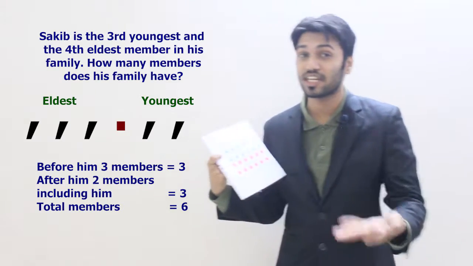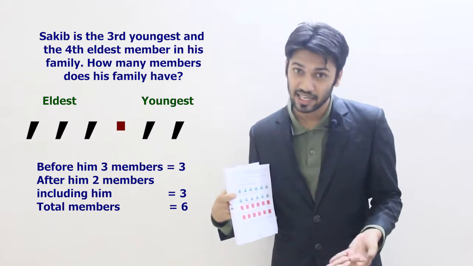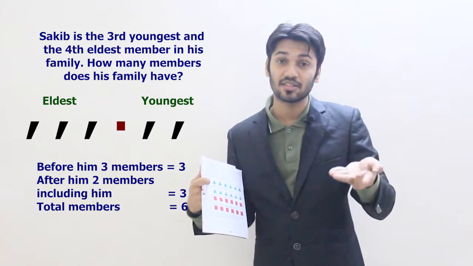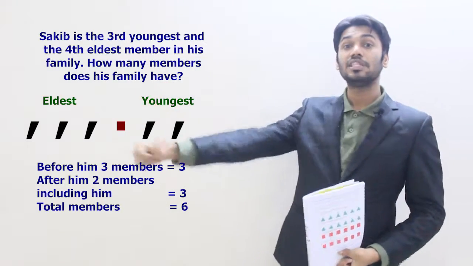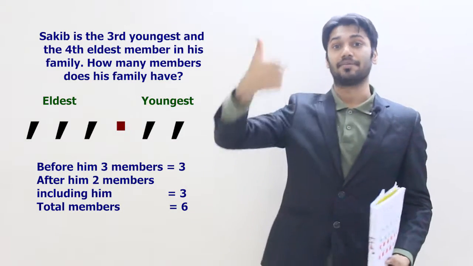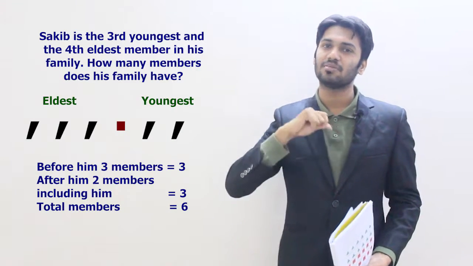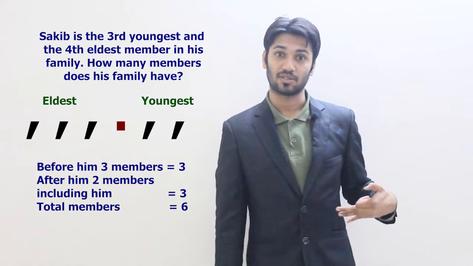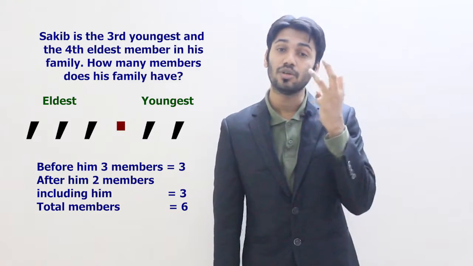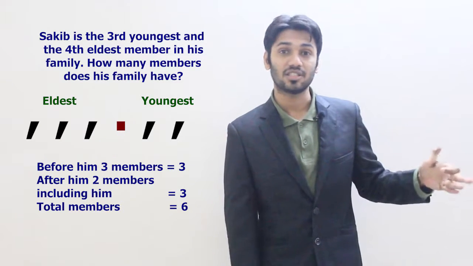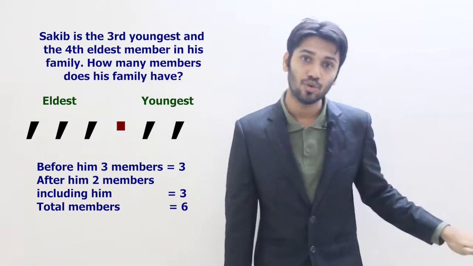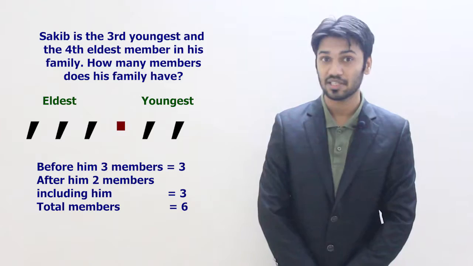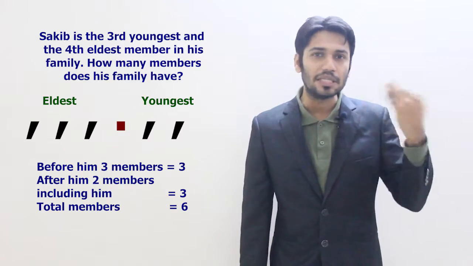Have you understood it? If you did not understand it, watch the video twice or thrice. Here is the logic. See, I have 3 people who are elder than me. That means including me, I am the 4th eldest person, and I'm the 3rd youngest person. That means there are 2 younger brothers or sisters than me. So 2 plus 3 plus me, that means we are 6 people, right? You think it should be easier.